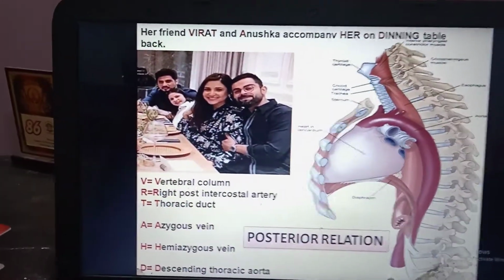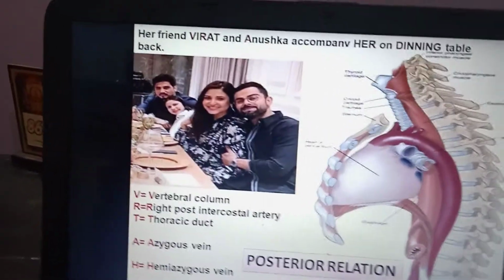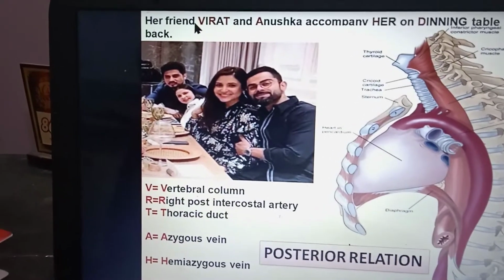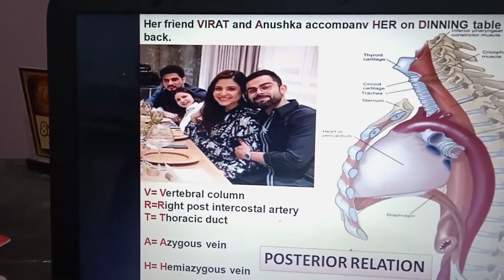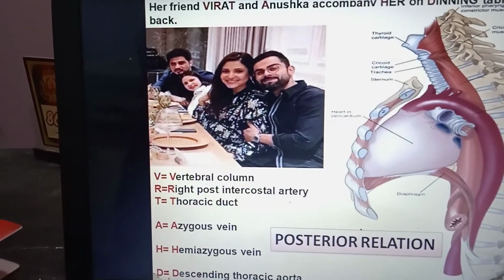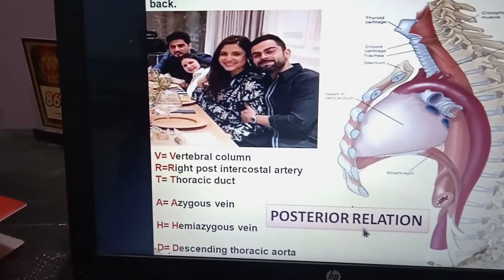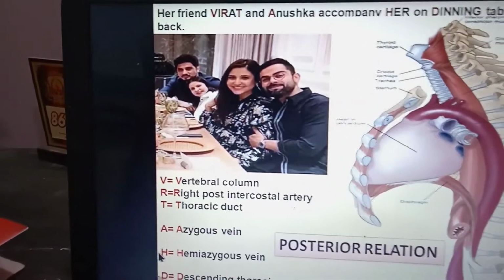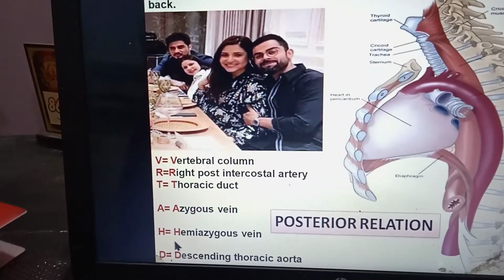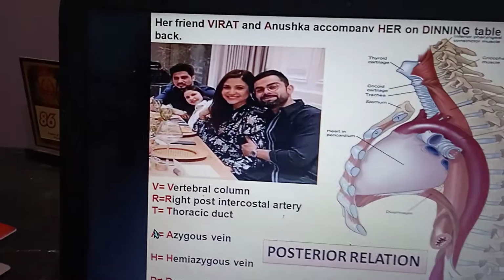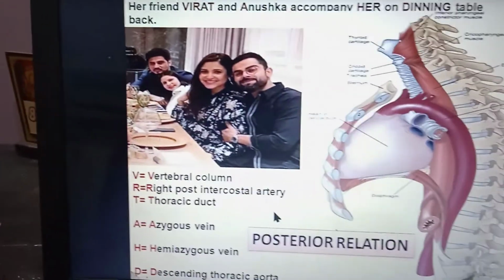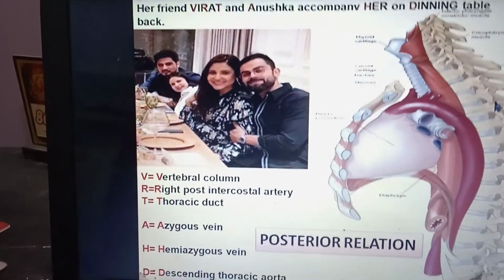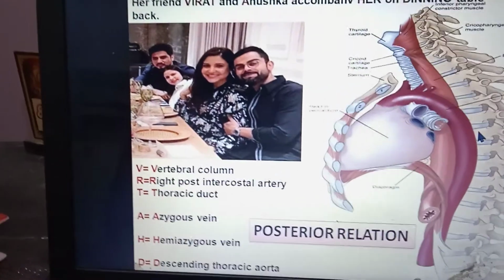Coming to posterior relation, this person, esophagus, is very hi-fi. Her friends Virat and Anushka accompany her on the dining table in the back. So what is the back relation? That is the posterior relation. Virat, Anushka accompany her on the dining table, D. So decode this. V for vertebral column, which we are seeing in the thoracic part as well as in the cervical part. There is a vertebral column in the posterior relation.